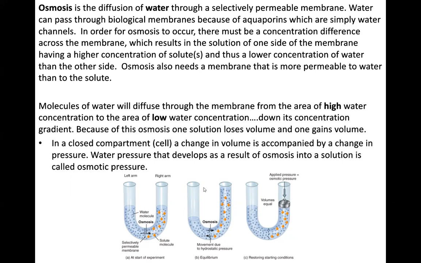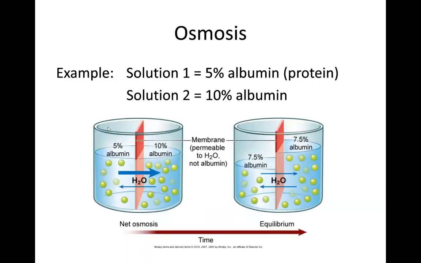Okay. Now I've got an illustration. This is from your textbook to kind of show you how osmosis works. But I actually really like the figure that's on the next page a little bit more. And so I'll talk about it and I'll go back to that page. Looking at this illustration, we've got solution 1, which is a solution with 5% albumin.